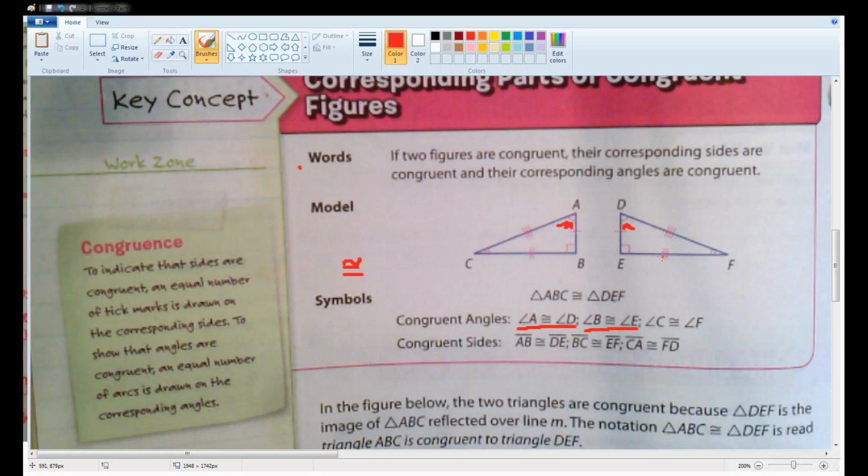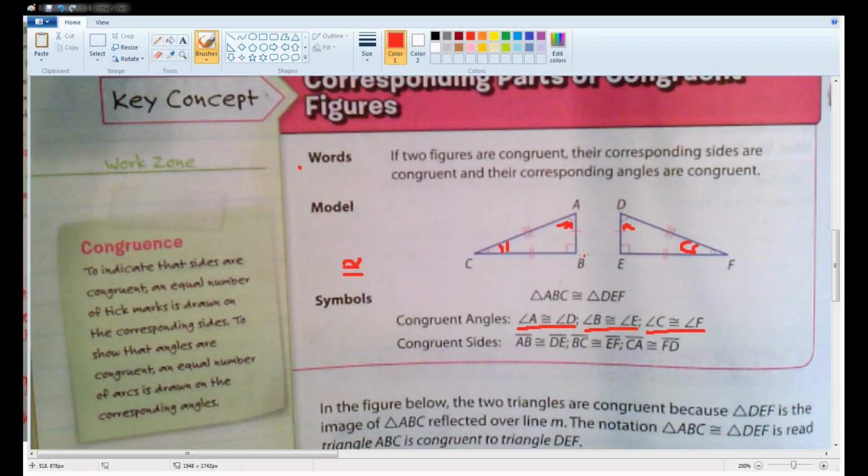Our last corners that match, notice that F has, and I'll make it a little bigger here for you as best I can, two arcs. And it corresponds with corner C, which has two arcs. Those two arcs are a way of abbreviating and saying that those two corners match up. In this case, angle C corresponds and is congruent with angle F.